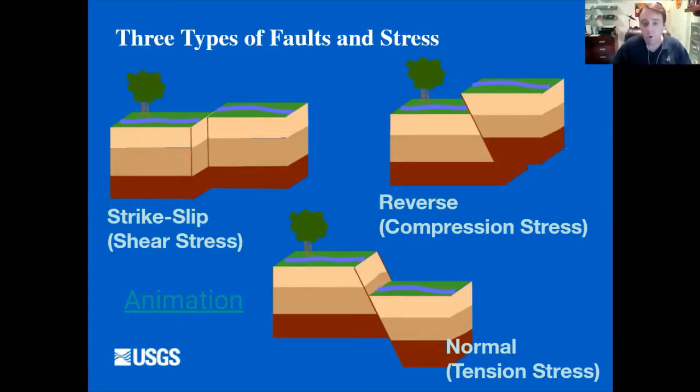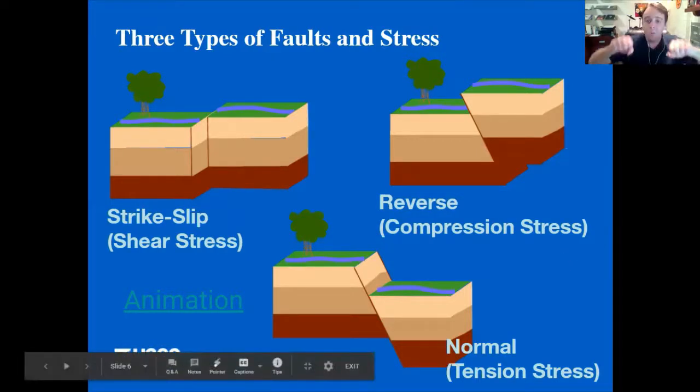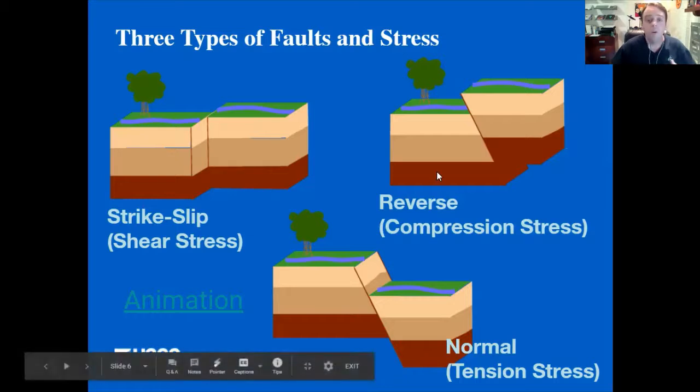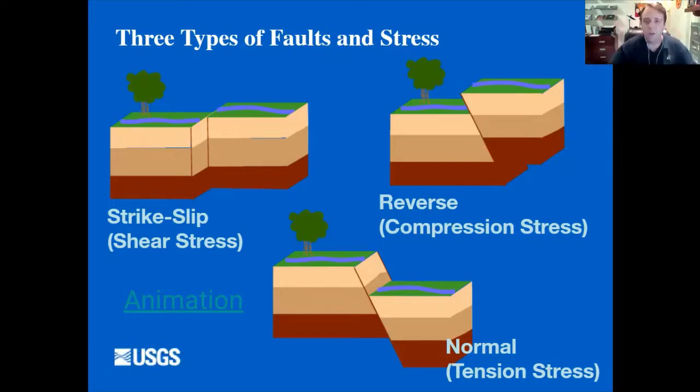The next one is called a normal fault, caused by tensional stress. So in a normal fault, the crust actually moves down. One part of the crust moves down relative to the other. And then a reverse or thrust fault is caused by compression stress. So the rock is being squeezed together, and then the rock will break along that fault line, and one side will move up relative to the other.